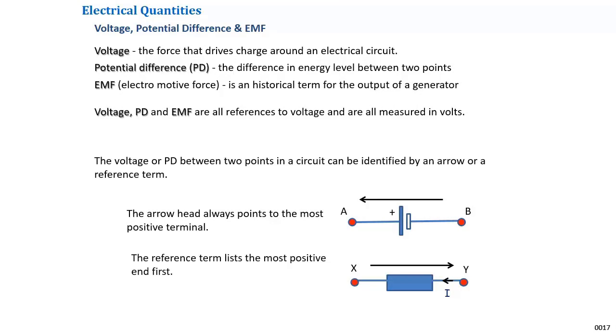If the terminals are labeled, the labels can be used as suffixes to reference the voltage. The most positive terminal is always listed first. So in the first diagram, the voltage is termed V subscript AB, while in the second, the voltage is termed V subscript YX.